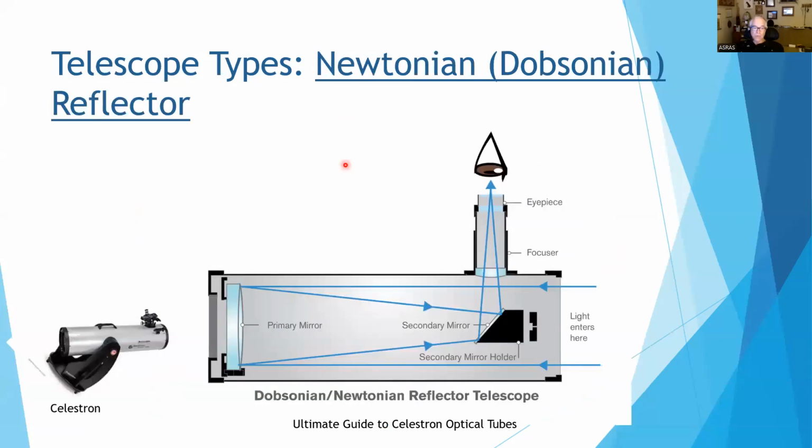The Newtonian is a reflector telescope, meaning that it uses mirrors rather than lenses, at least in the main optical tube assembly. Light enters from the front, goes back to a primary mirror, which is, again, a converging mirror. It sends it to a secondary mirror, which reflects it up through the focuser and out through the eyepiece.